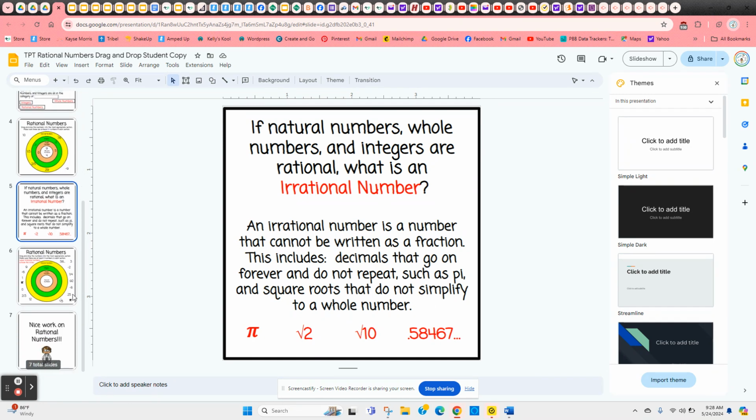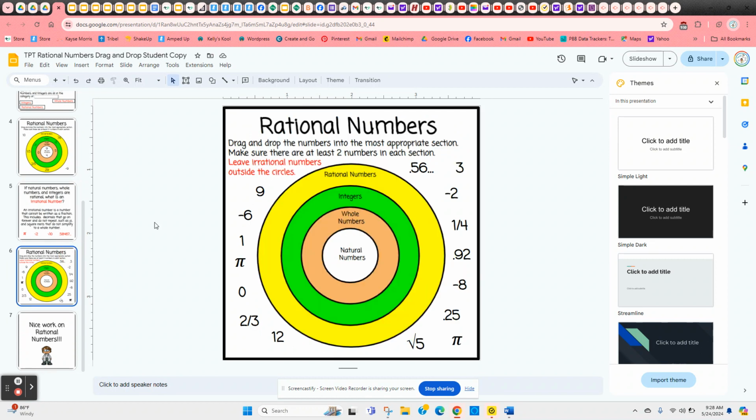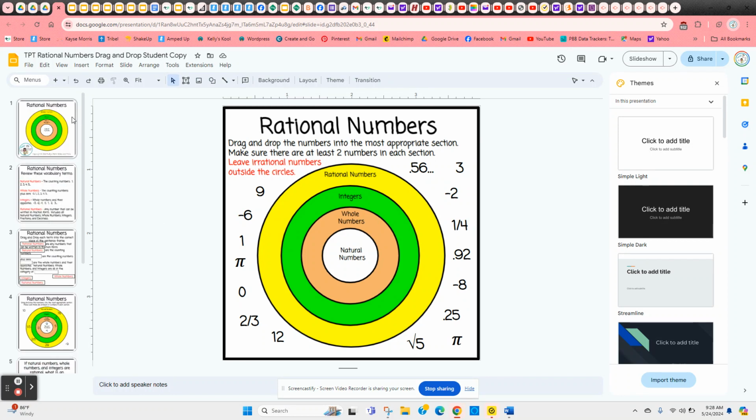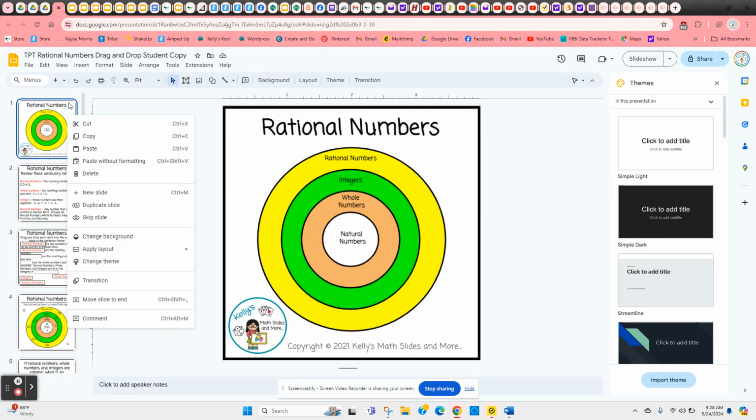So now students are going to do another sort, the final one. And here they're going to place the numbers again, two in each section at least. And anything that's irrational has to stay on the outside. So that is a digital lesson on rational numbers.